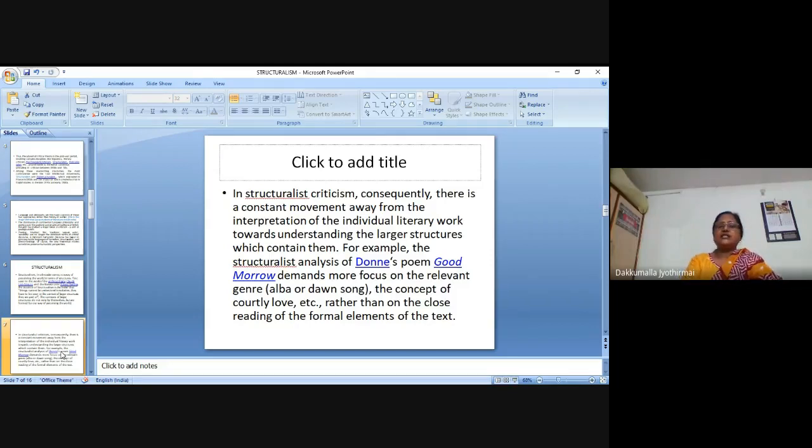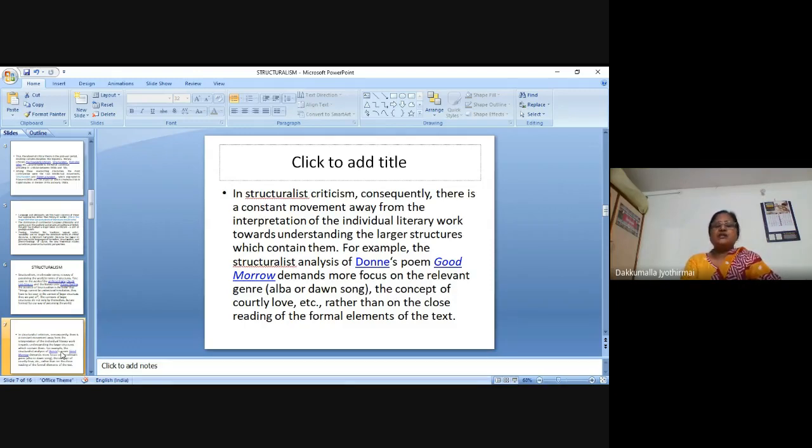Now, let us see what else structuralism says. In structuralist criticism, consequently, there is a constant movement away from the interpretation of the individual literary work towards understanding the larger structures which contain them. Structuralism, as I told you, has its origins in anthropology. Then how is it applied to literature? If we are doing a structuralist criticism, we take the individual literary work, and in interpreting it we won't go very near to the work, but will be moving towards the structure of that work.